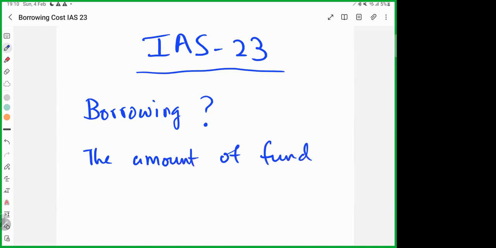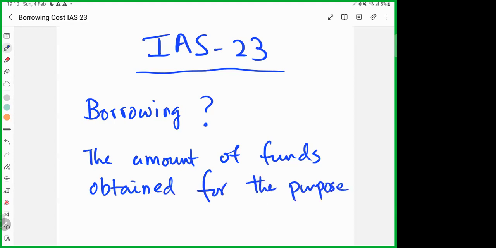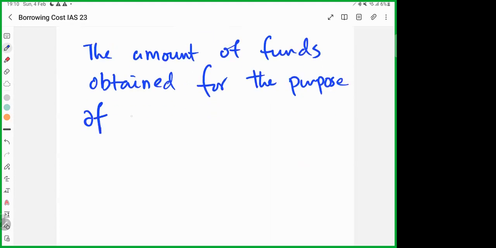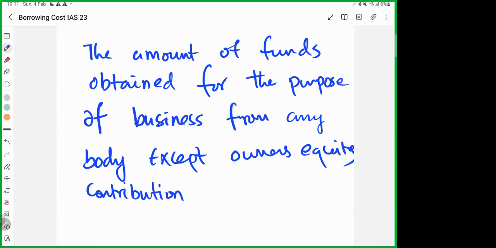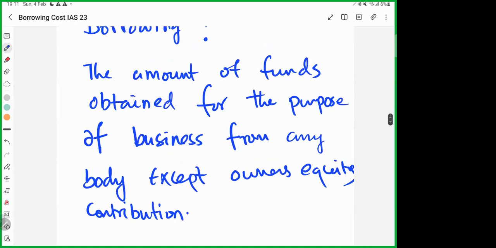However, it is the amount of funds obtained for the purpose of business needs from anybody except owners' equity contribution. Do you understand this? The amount of funds obtained for the purpose of business from anybody except owners' equity contribution.